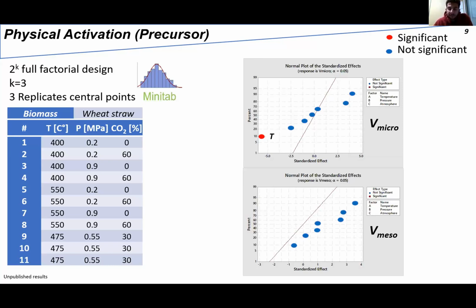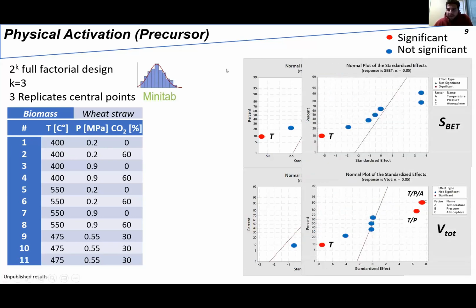the temperature, which means that biochar produced at the lowest temperature, once activated, gives us the highest volume of micropores. On the other side, mesopores are not influenced at all by the factors taken into account, and the total volume of pores, sorry, is influenced by the temperature as well. And in the case of the volume of total pores, an interaction between the 3 factors was also identified.